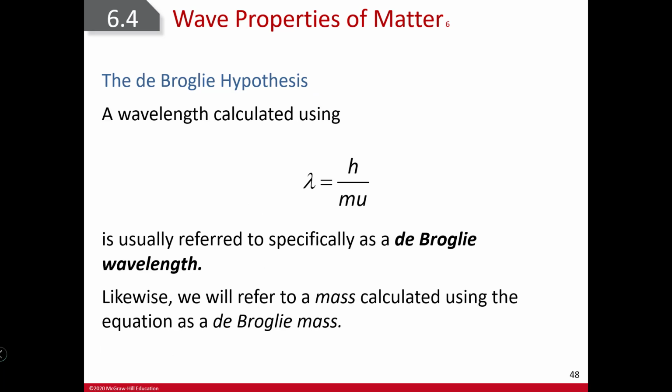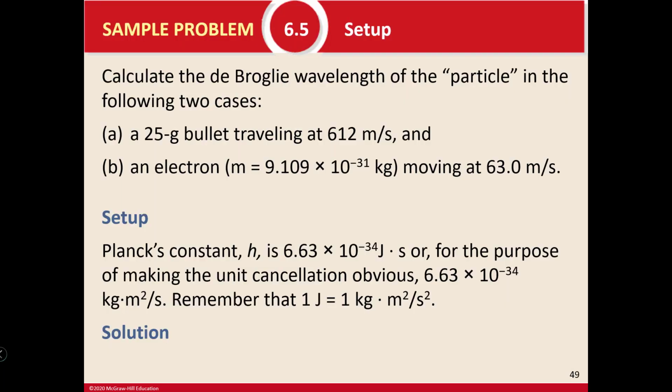So every particle, whether it's an electron, a baseball, a bullet, has a de Broglie wavelength. So here is an example. You've got a 25-gram bullet traveling at 612 meters per second, and you have an electron. This is how many kilograms the electron weighs, traveling at 63 meters per second. For both of these objects, we can determine the de Broglie wavelength.